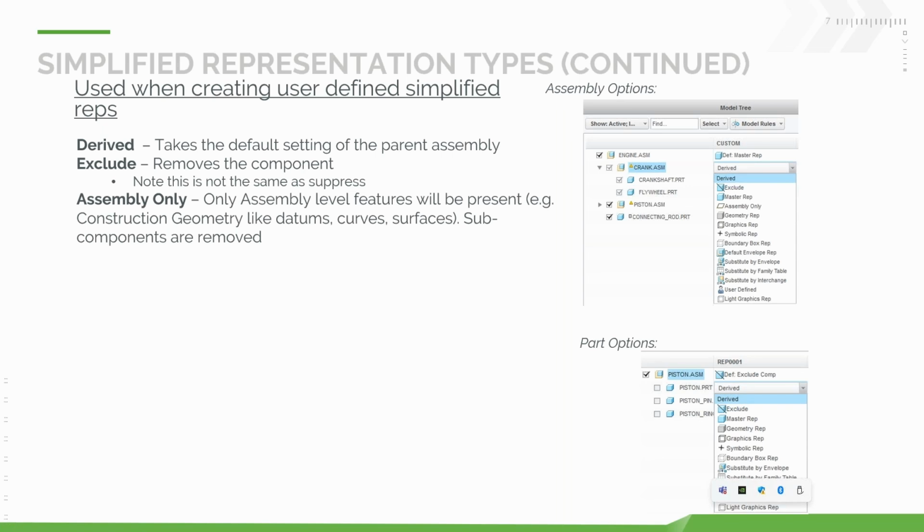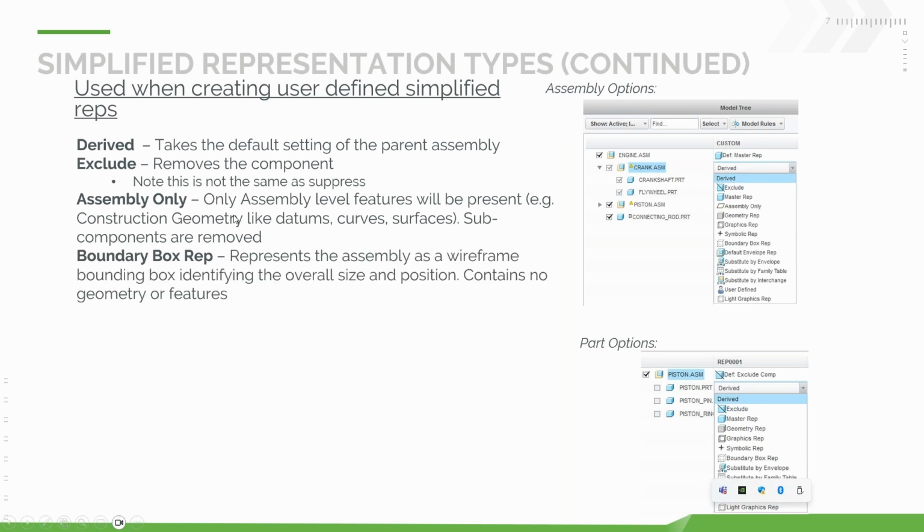There is an assembly only option, which will allow the assembly or subassembly to be present with its datums, but any subsequent parts that are inside of it would not be shown. Okay, so if you're doing an assembly operation for a subsequent component, you could use that. Boundary box there represents the subassembly as a wireframe, so I don't know if that's so useful or not.